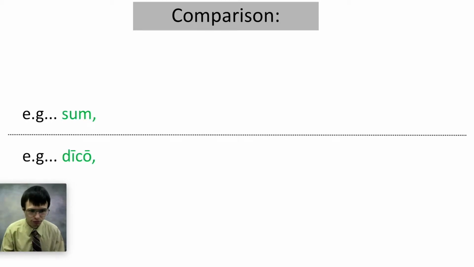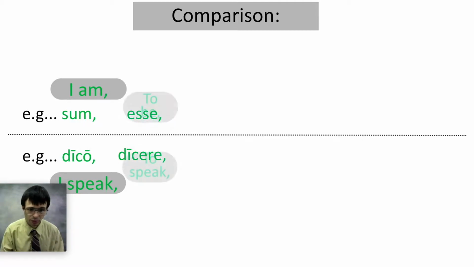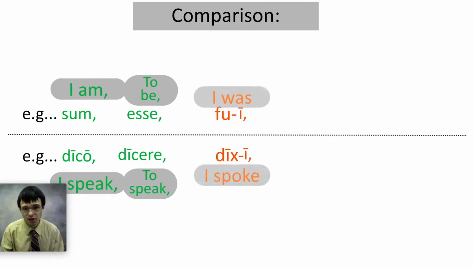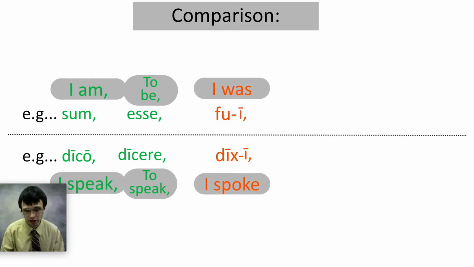Watch. The first principal part is the same, just like a normal verb. They both mean I blank. The second principal part is normal, just like a normal verb. They both mean to blank. The third principal part is normal, like a regular verb. They both mean I blanked.